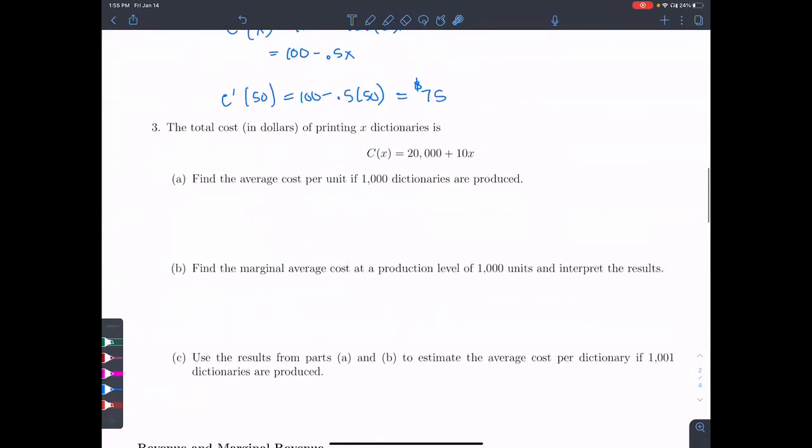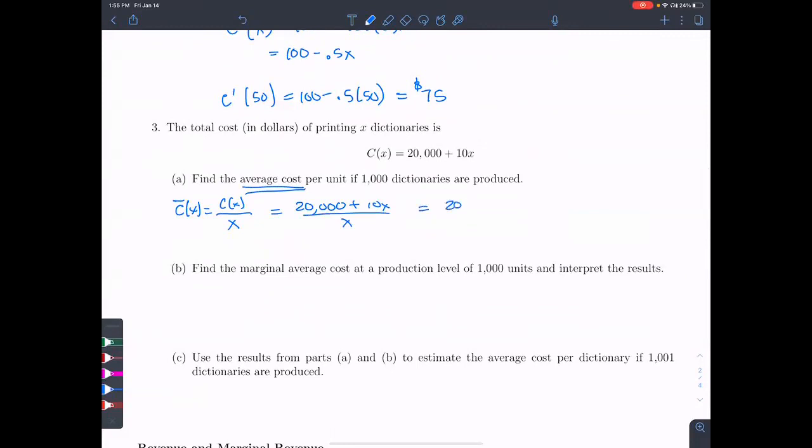The total cost in dollars of printing X dictionaries is C of X equals 20,000 plus 10X. Find the average cost per unit if 1,000 dictionaries are produced. Okay, average cost, here's the thing we see. Average cost is C bar of X, which is going to be C of X over X. So that would be 20,000 plus 10X all over X.